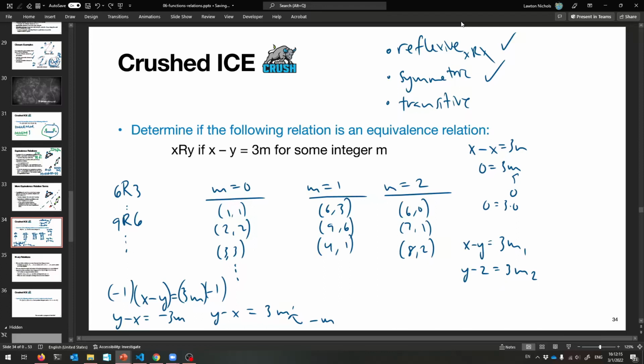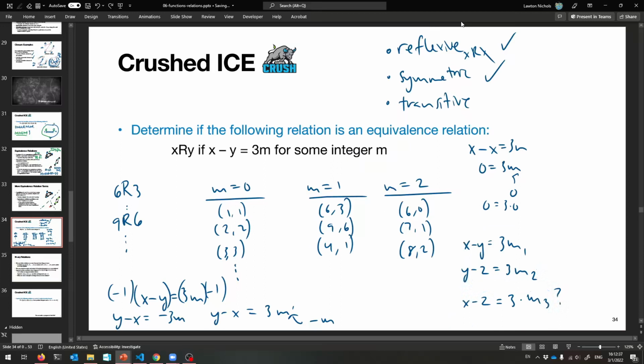So I need some way of relating x and z, so x minus z is equal to 3 times something, some m3. Is that true? Okay. So how can I use these to maybe get this? If there is always a way, then it is a transitive relation. Okay? So let's see if we can figure this out.